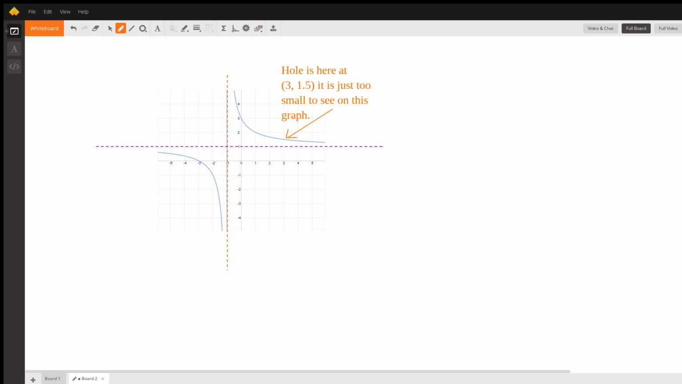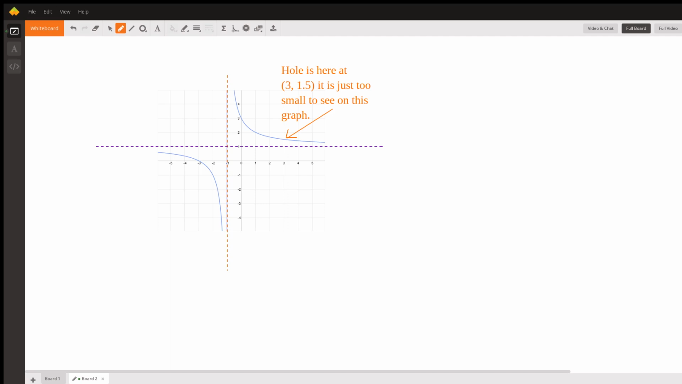So our vertical asymptote is at x equals -1, because that's what makes the denominator 0. Our horizontal asymptote is at y equals 1, because that's what this graph is going to flatten out to, that y value, that y equals 1. When you go to plus infinity, the blue line flattens out to almost equaling y equals 1.